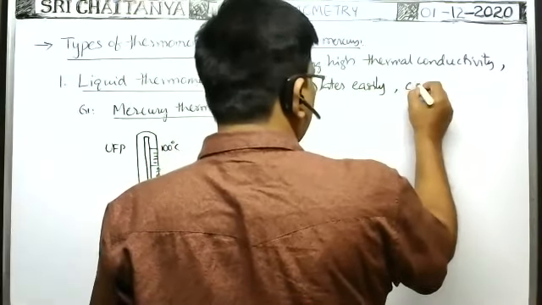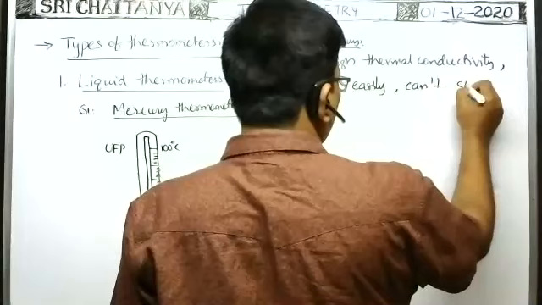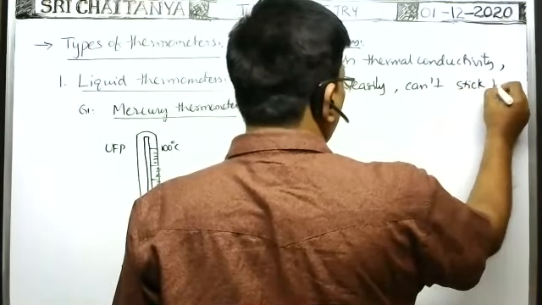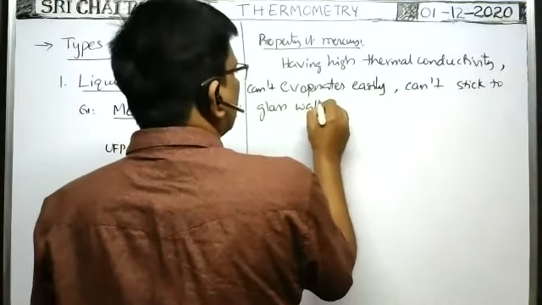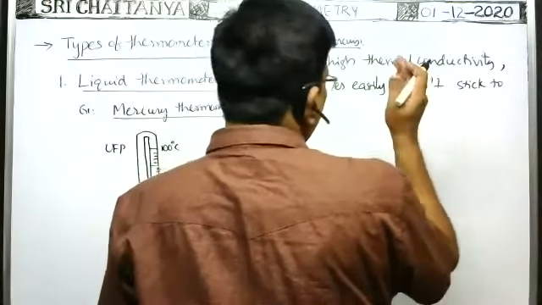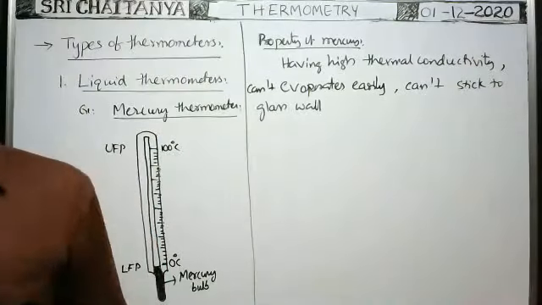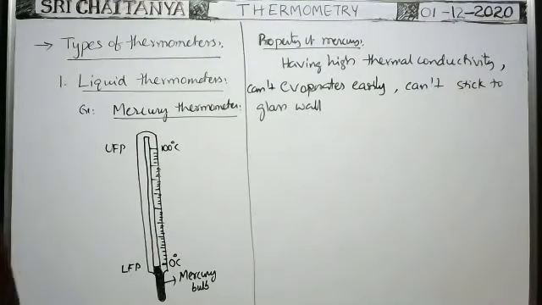Next, it cannot stick to the wall, the glass wall. Of course, because the angle of contact is greater than 90 degrees, it cannot stick to the wall.